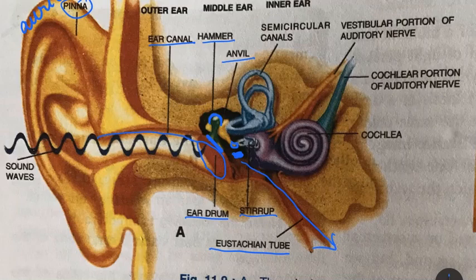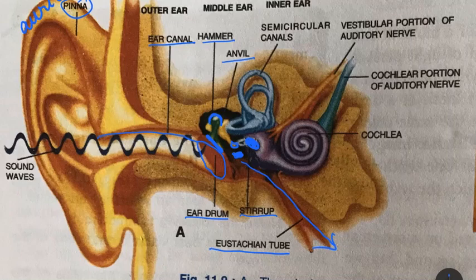Okay. Now if we go to the stirrup, you will see the stirrup is fitting on to an opening. Okay, and this opening is covered by a thin membrane, and this opening is known as the oval window. Then there is another opening, a second opening, which is known as a round window, and that round window is also covered by a thin membrane and it connects the middle and the inner ear.